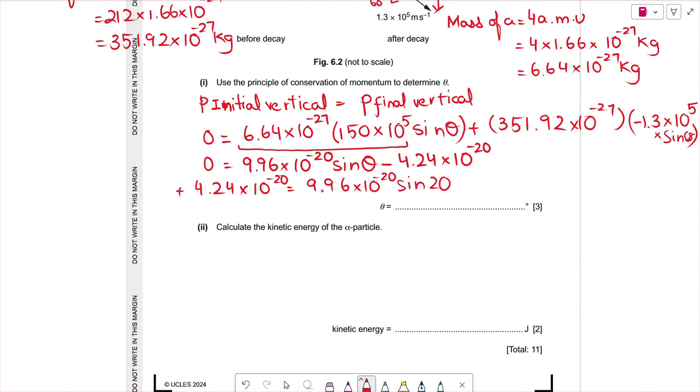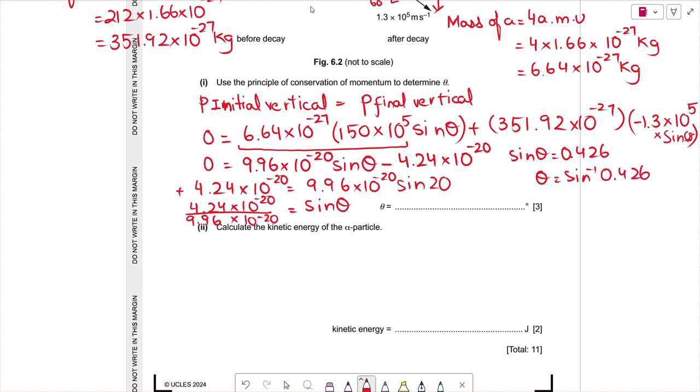If you divide 9.96 into 10 to the power of minus 20 by 4.24 into 10 to the power of minus 20, we get 0.426, and that is equal to sine theta. So sine theta is equal to 0.426, and if we shift sine to the other side, we take sine inverse of 0.426 and the final answer is 25.2 degrees. We have to give the answer to two significant figures, so we write it as 25 degrees.